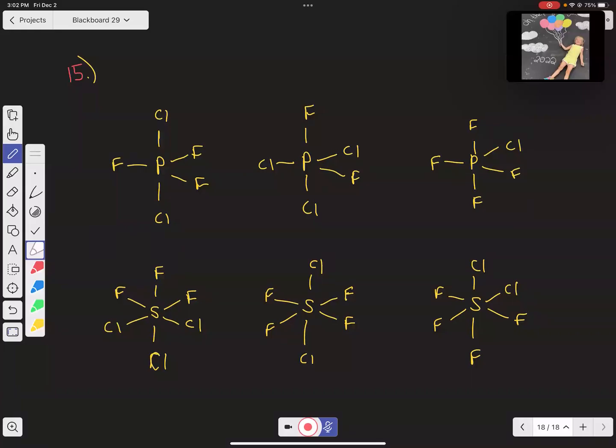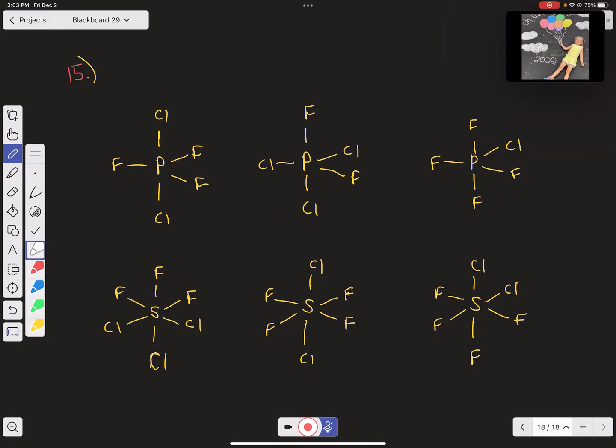So question 15 from the practice exam, they give us these 6 different molecules and ask us to classify ones that are polar and those that are non-polar as well. They asked us which of these are polar.